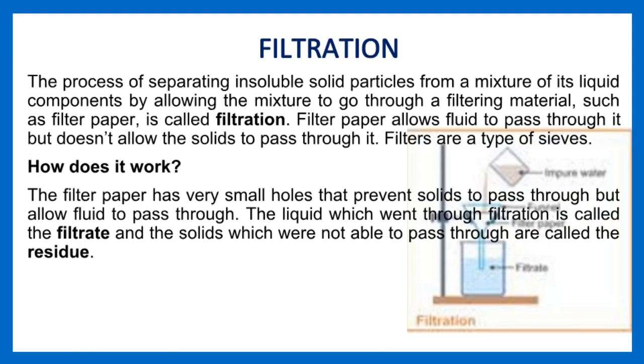Filter paper allows fluid to pass through it but prevents the solids from passing through it. How does it work? The filter paper has very small holes that prevent solids from passing through but allow fluid to pass through. The liquid which went through filtration is called the filtrate, and the solids which were not able to pass through are called the residue.